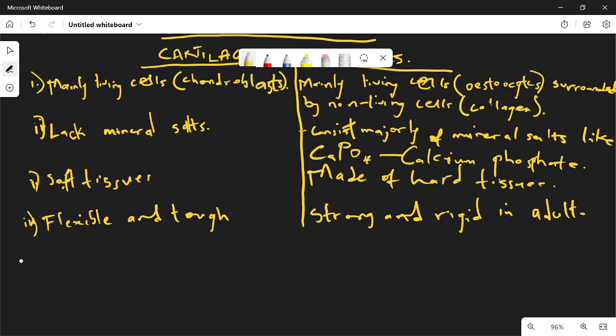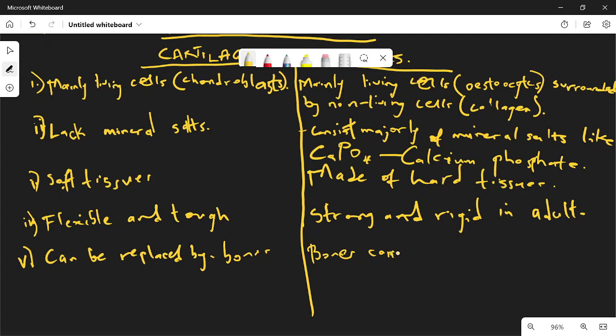So number 5 here is what I said earlier on, that cartilages can be replaced by bones, but bones cannot be replaced by cartilages. Bones cannot be replaced by cartilages.